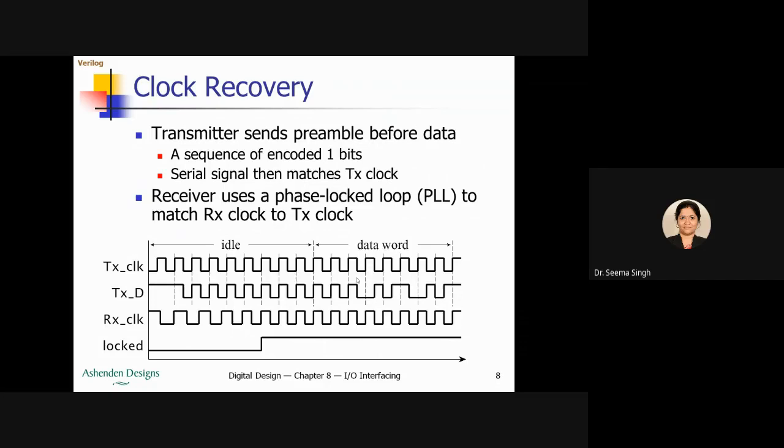So the transmitter is sending a preamble before sending the data. It may be a sequence of encoded 1 bits, and whatever serial signal we are sending should match with the transmitter clock.